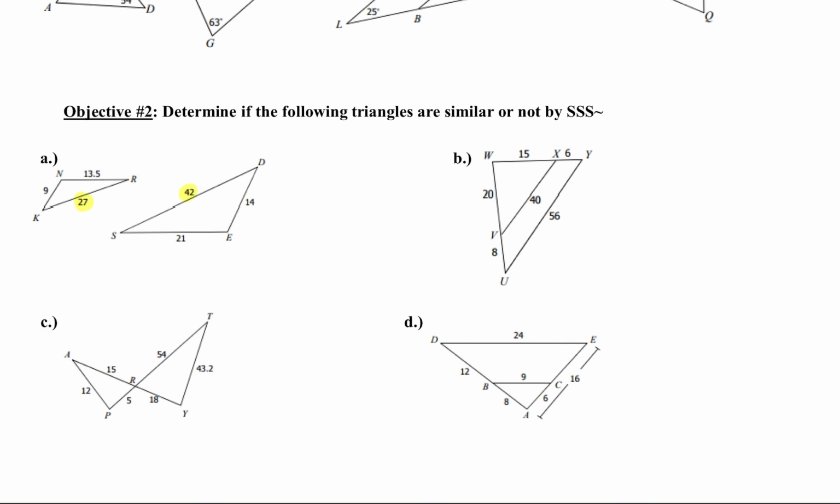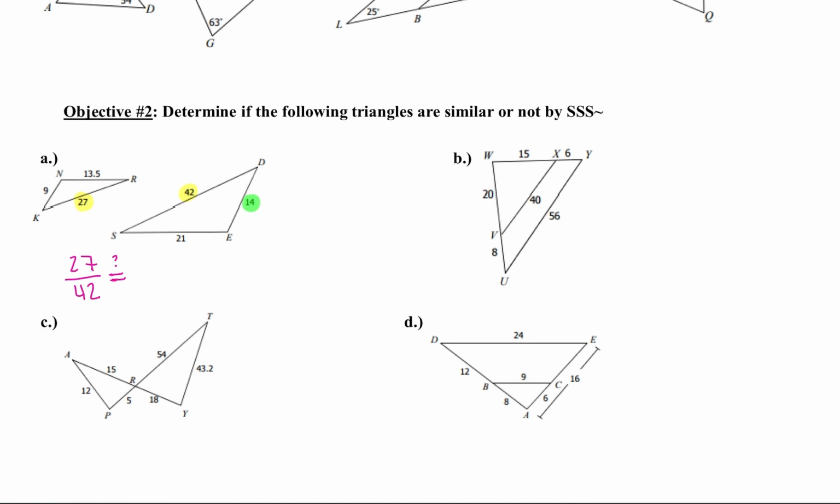In this case, I can see that the 27 and the 42 are definitely going to go with each other. So my first proportion I'm going to write down here is 27 over 42. And I'm going to put an equal sign and we'll put a question mark over it. Is it equal? And let's determine what the next one is.